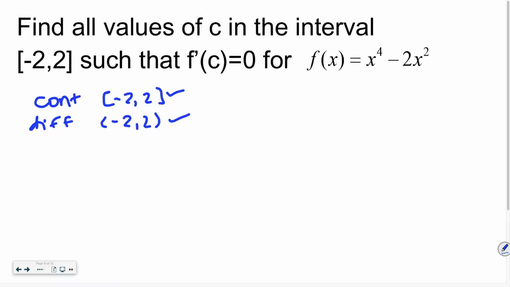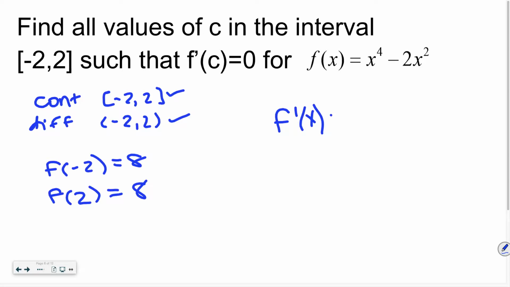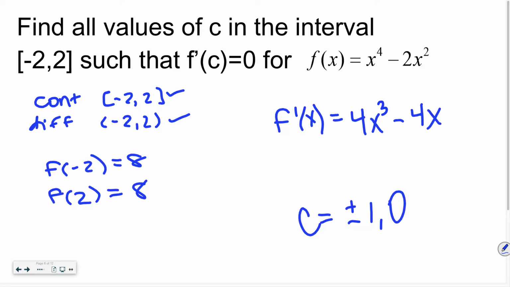Were your y values the same? Yes. What were they? 8 and 8. Okay. And then you found your derivative, which was 4x cubed minus 4x. And so your c values were plus or minus 1 and 0.